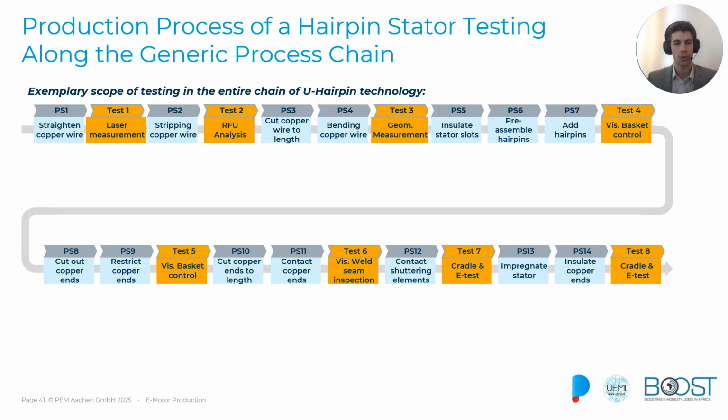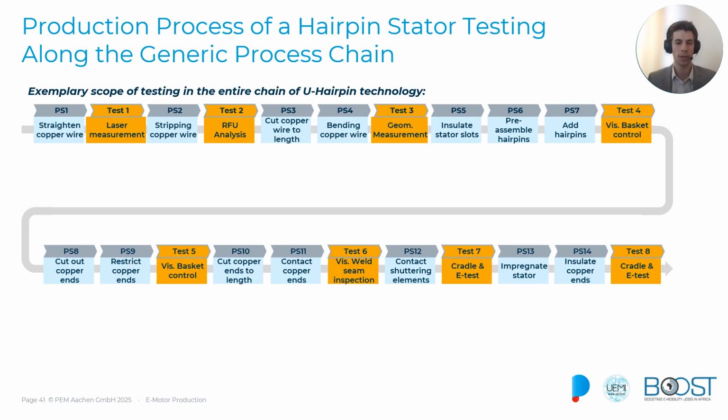On this slide, we see such testing positions in the production chain of hairpin stators. The first test, laser measurement, could be placed between process step 1, straightening, and process step 2, stripping the copper wire. Right after the stripping, we can have an RFU analysis. Test number 3 could be after the bending, a geometric measurement. And after process step 7, joining the hairpins, we can have a visual basket control.